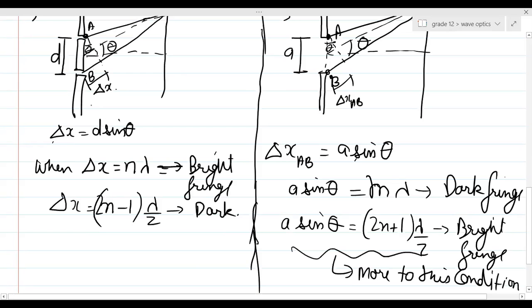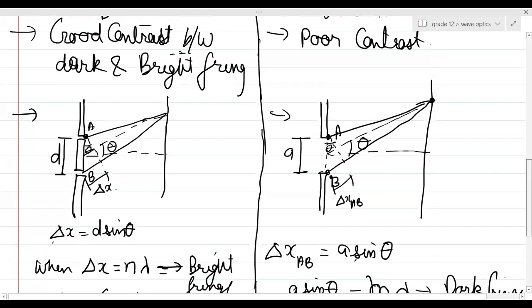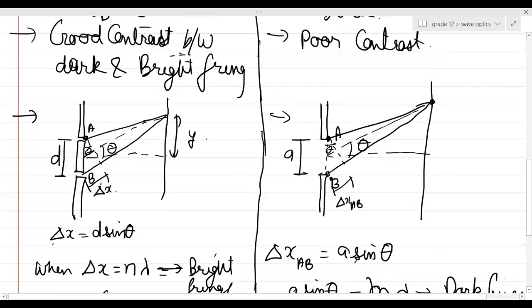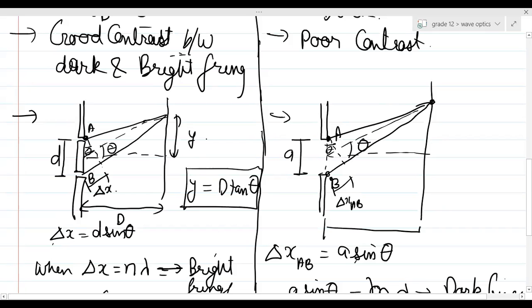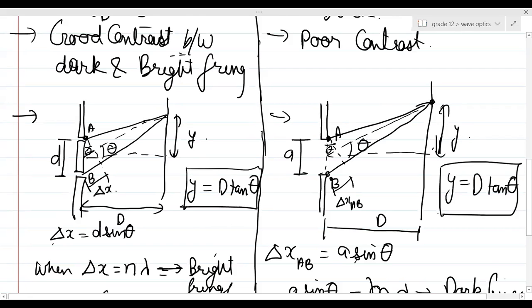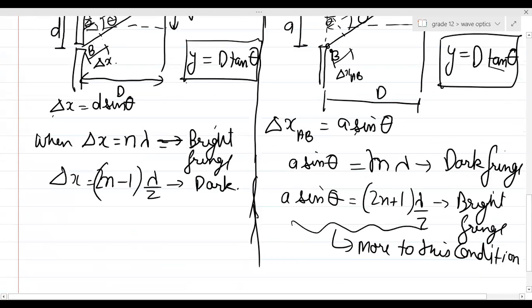Acha, in both the cases, guys, if I want to find out the relation, this is basically the y and this distance is capital D. So I'll always say y equals D tan theta over here as well. Similarly, if this distance is D and this distance is y, then again I'll say y equals D tan theta. This relation is valid in both the cases, right? Clear hai, guys? Yes, sir.